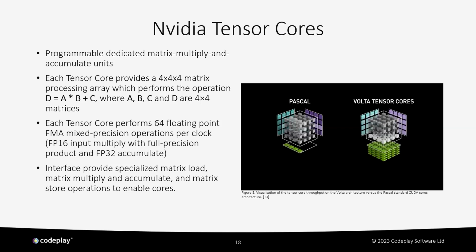So now I want to take a second to just speak about NVIDIA's tensor cores. Is everybody here familiar with tensor cores and what they're used for? Yep. So tensor cores are programmable dedicated matrix multiply and accumulate units. Each tensor core provides a 4x4x4 matrix processing array, which performs 4x4 matrix multiplications. Thus, each core performs 64 floating point FMA mixed precision operations per clock. Additionally, CUDA provides specialized matrix load, matrix multiply and accumulate, and matrix store operations to enable these cores.